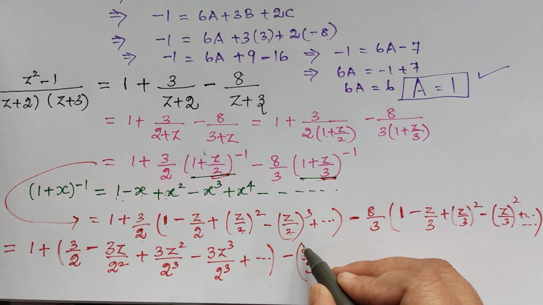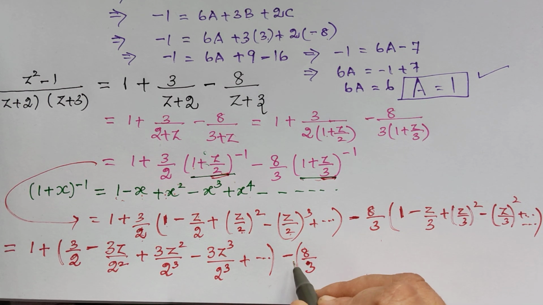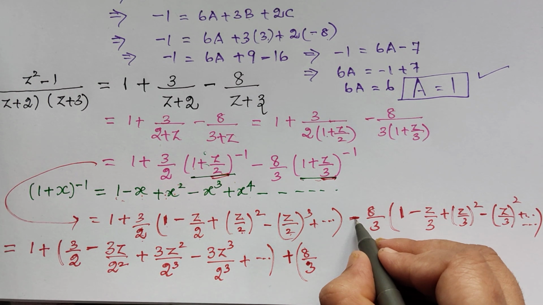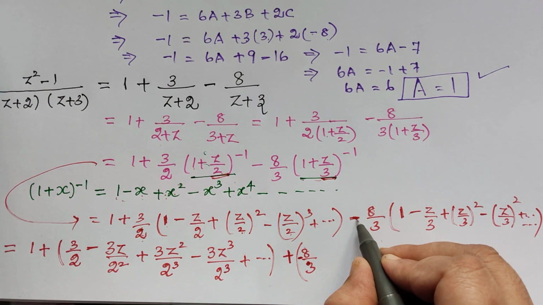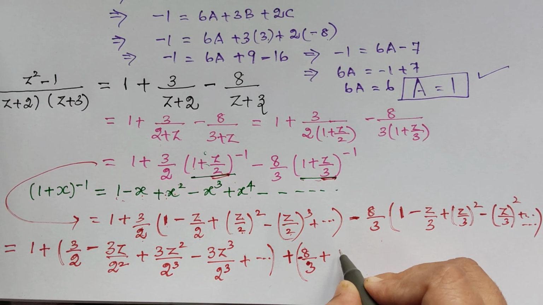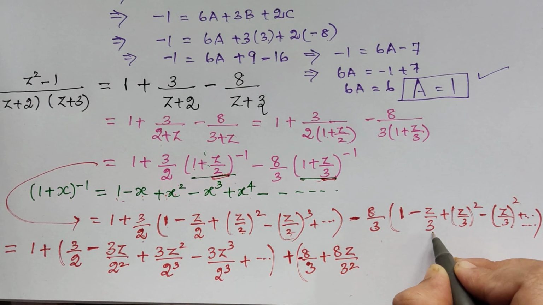So bracket here. No, actually we will have this minus inside the bracket. So outside we will write plus. So when we take this minus inside, first term will be minus 8 by 3, and then minus into minus, it will be plus 8z by 3 square, because 3 multiplied with 3.